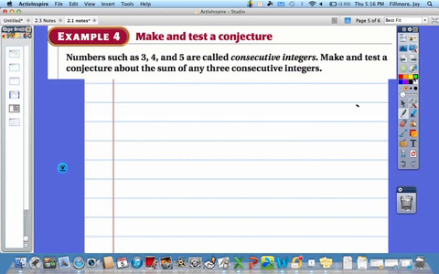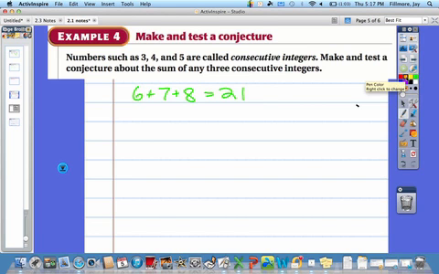Well, let's make a few different examples, and then we'll see what pattern we notice with the sum of these consecutive integers. So an example, instead of 3, 4, and 5, let's choose 6, 7, and 8. And if we add 6, 7, and 8 together, our result is 21. So there's one example of 3 consecutive integers.